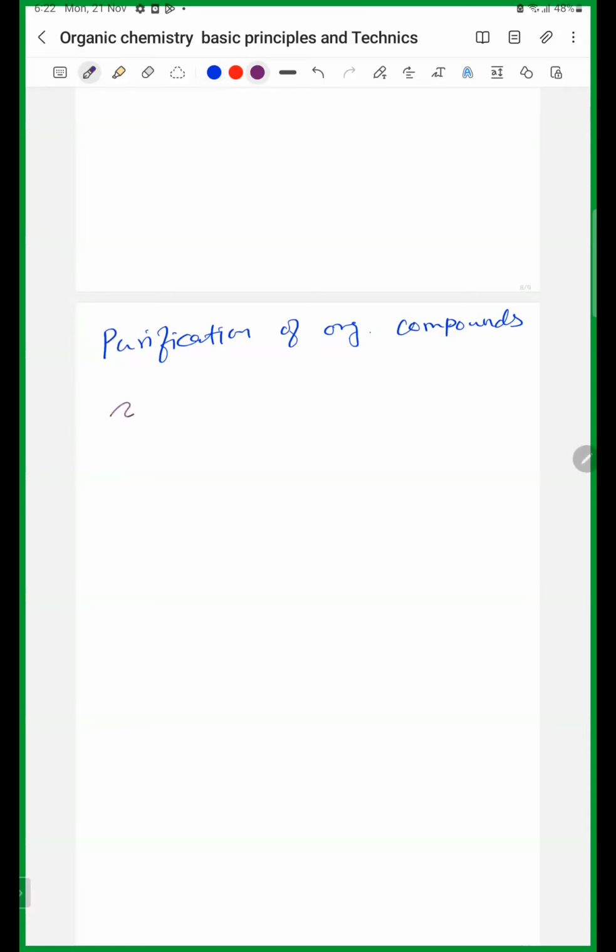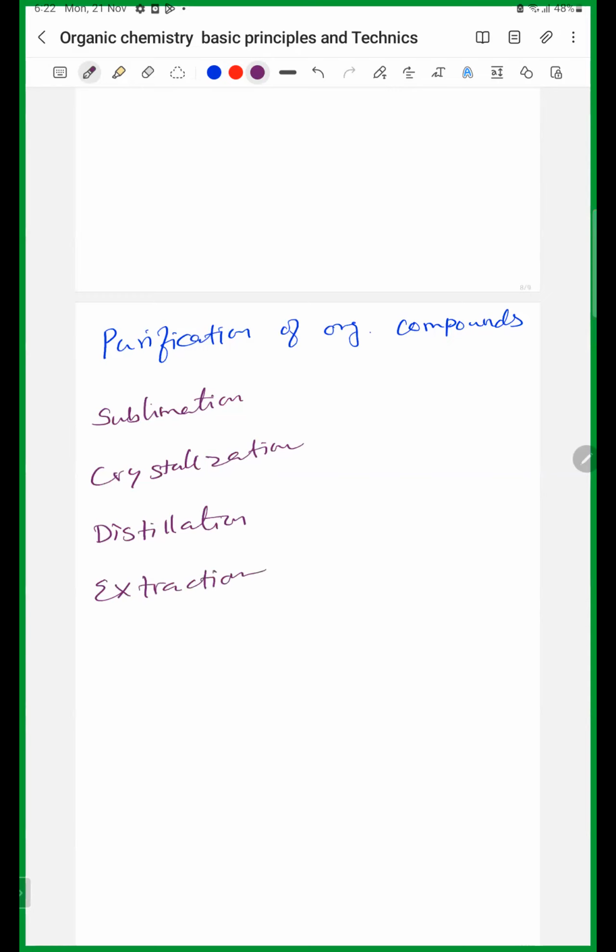Sublimation, crystallization, distillation, extraction, and then chromatography. These are the methods by which you can purify organic compounds. Each and every method has some principle, and based on the principle only, we can purify our organic compound. Today we will complete sublimation and crystallization, and then solvent extraction.